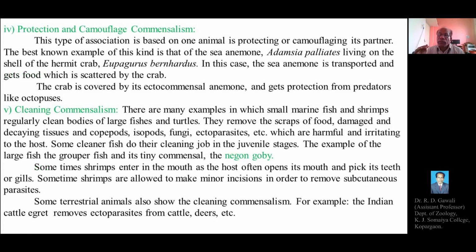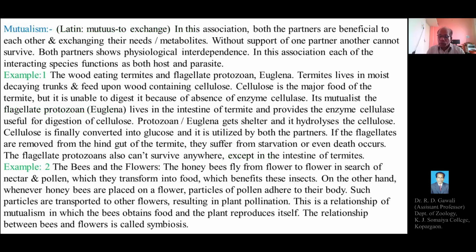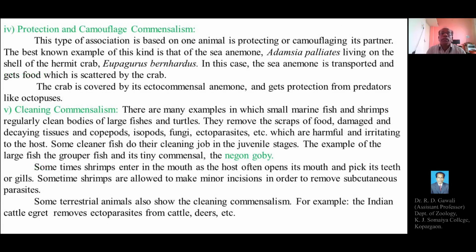So today with this we'll stop here, and next time we'll continue with the next type of relationship or association, that is mutualism. So with this today we'll stop here.